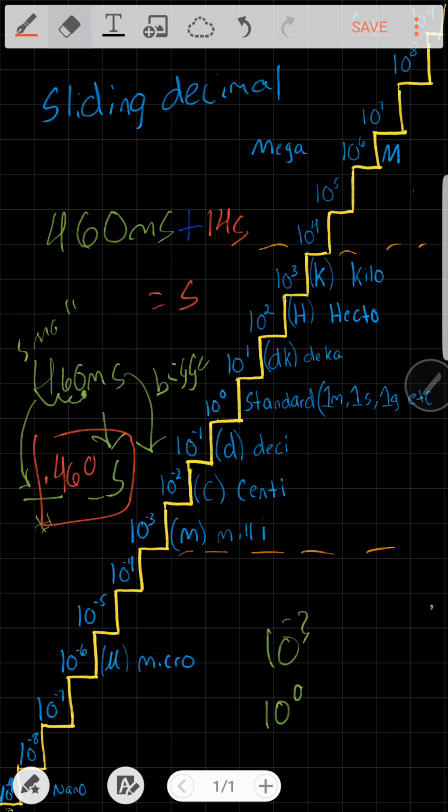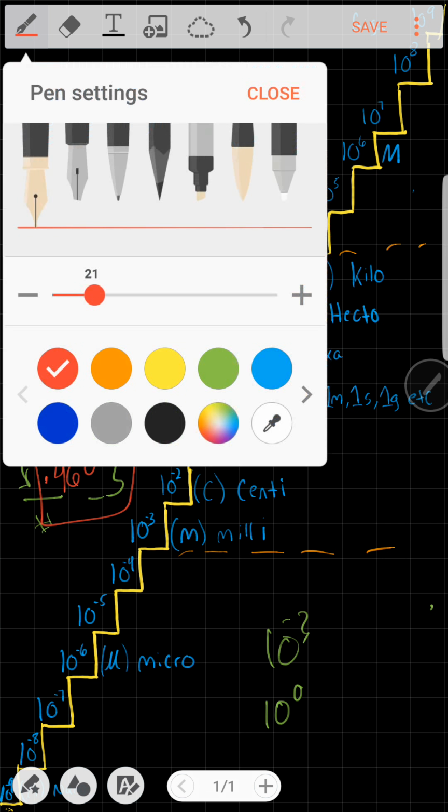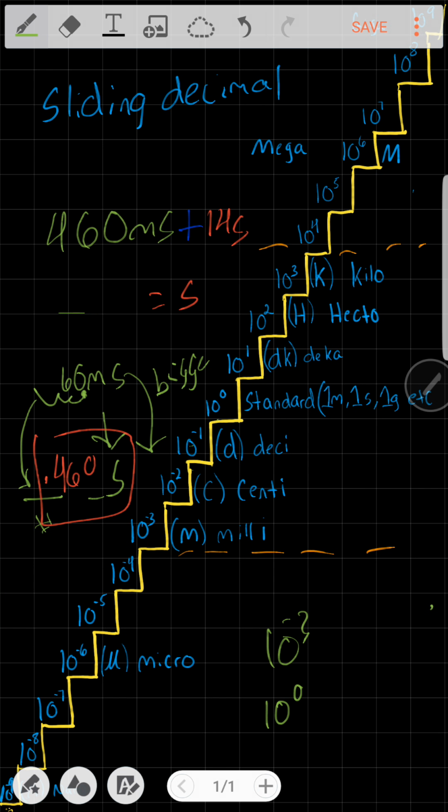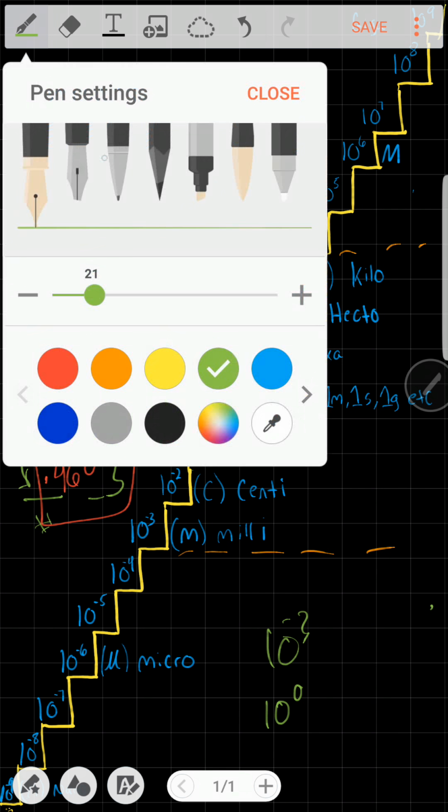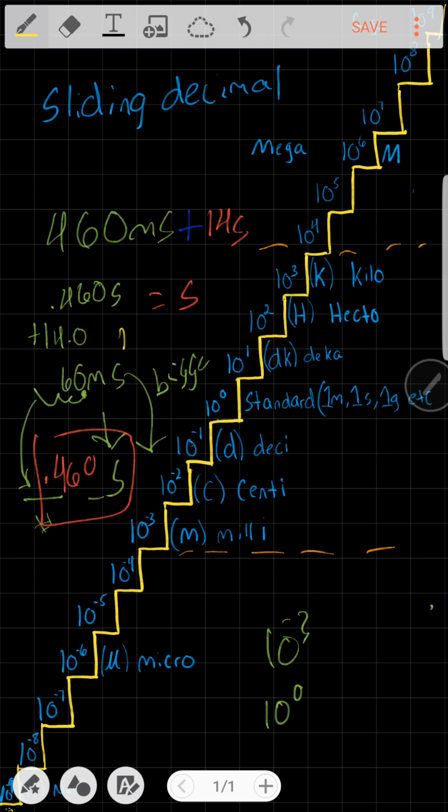So I can now come over here and add 0.460, that's in seconds now, right? That's my new unit, plus 14.0 seconds. And that's going to get me a final answer of 14.460 seconds.